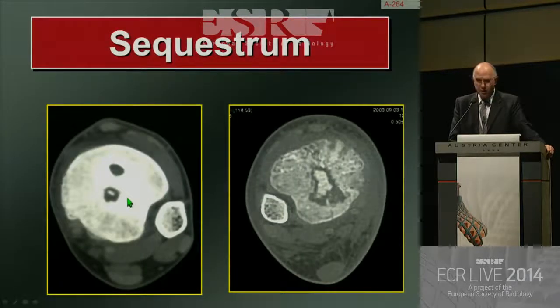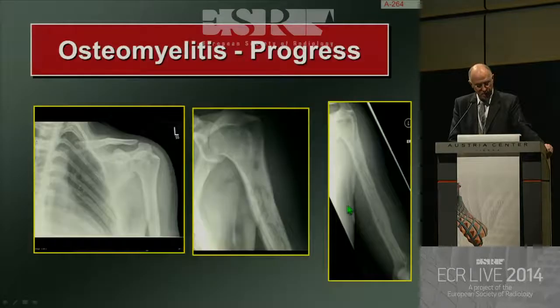You can identify sequestrum on plain film, but if you want to identify it more accurately, I think CT is unparalleled. What you're looking for is densities of high CT signal surrounded by pus or, in this case, fibrous proliferation around the sequestrum. And it can be small, and it can be very large as well.